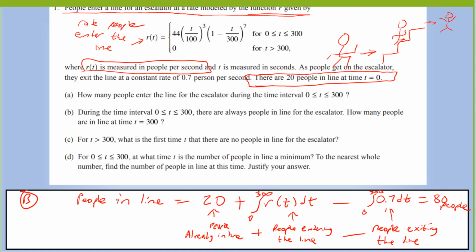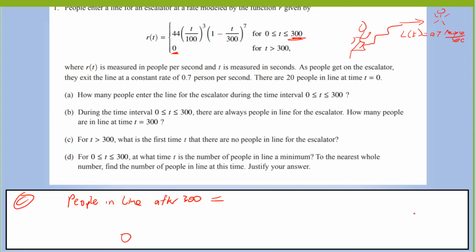Okay. Before 300, it was people in line are people already in line plus people entering minus people exiting. After 300, no one is entering. So what should my general form be? 20 minus people leaving. That would mean I'm adding people who are leaving, but we're close. This would be the total people in line at t equals 300. And then no one is entering the escalator, they're just leaving. So I'd have to subtract the people leaving.